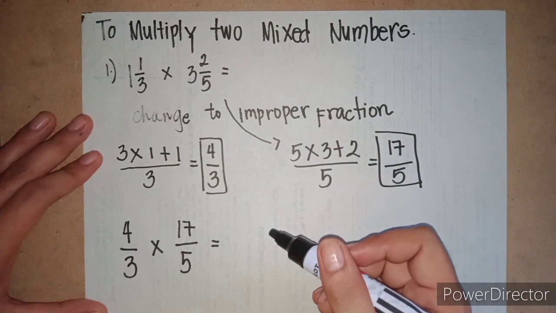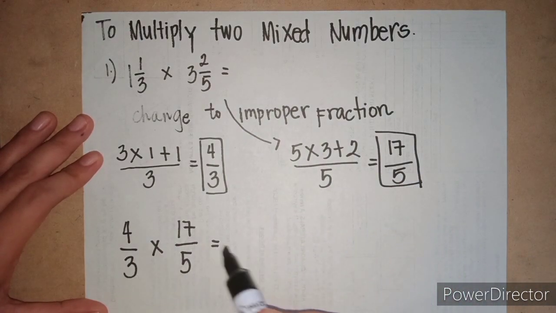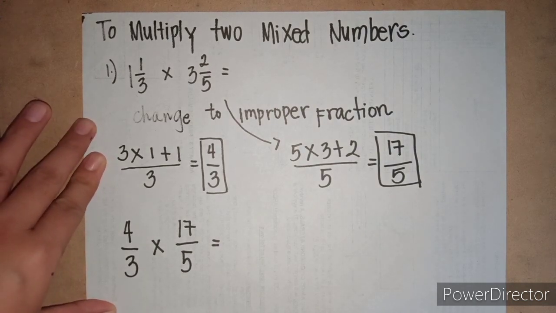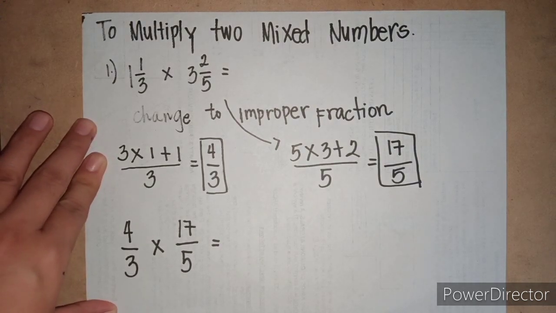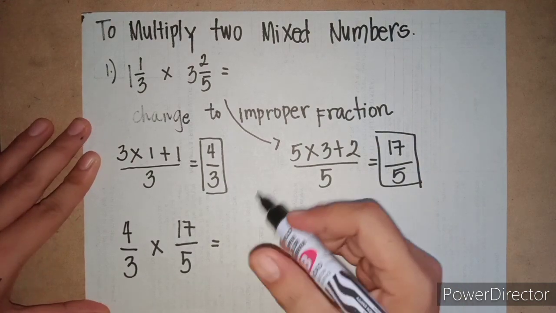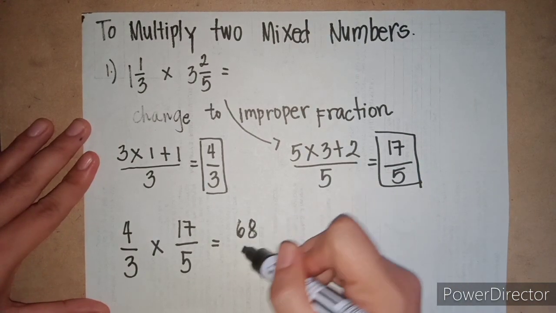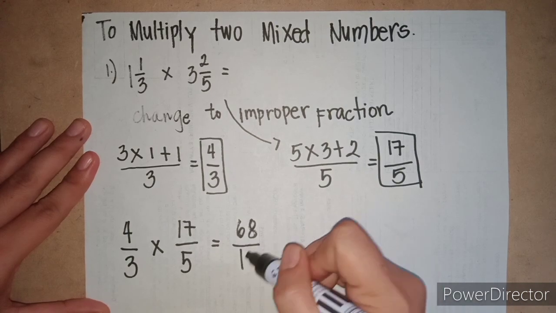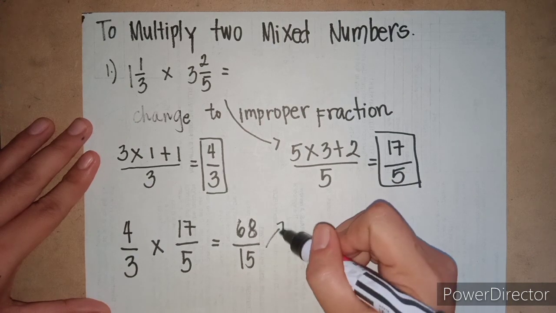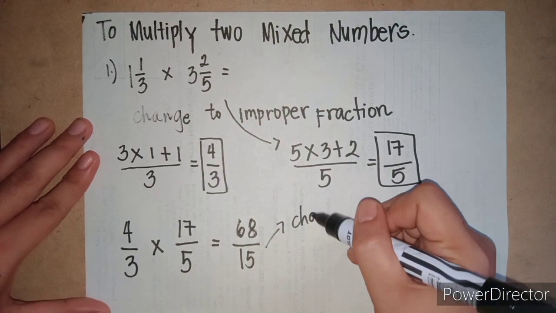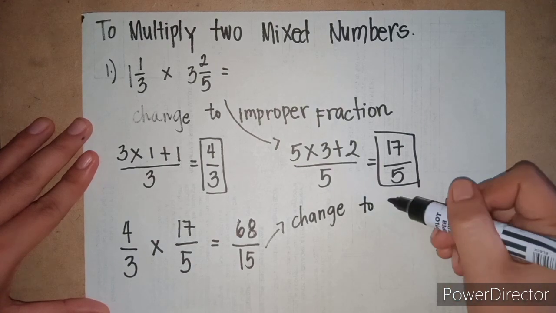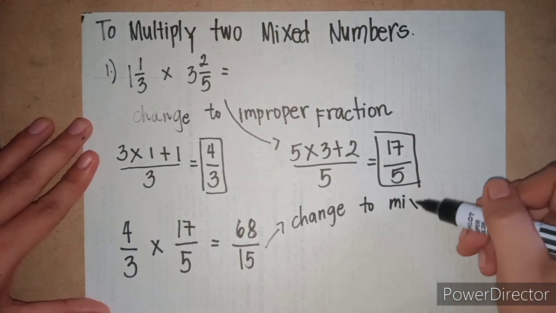Then the next step is to multiply their numerators and multiply their denominators. Okay, numerator to numerator, denominator to denominator. Okay, 4 times 17 is 68 over 3 times 5 equals 15. Okay, the next step is to simplify. We're going to change 68 over 15 to a mixed number.